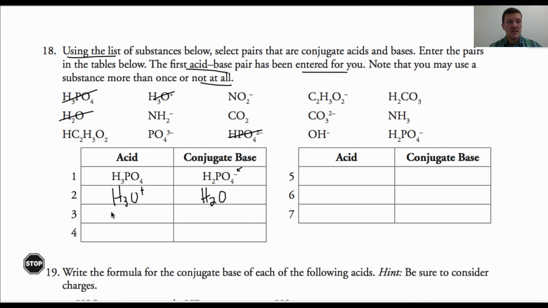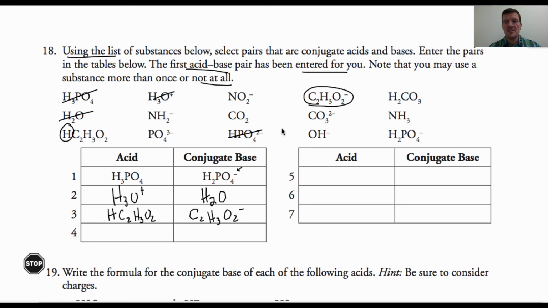Let's take HC2H3O2. That is acetic acid, and if it donates this H right here, then it's going to just become this ion without the H. Okay?